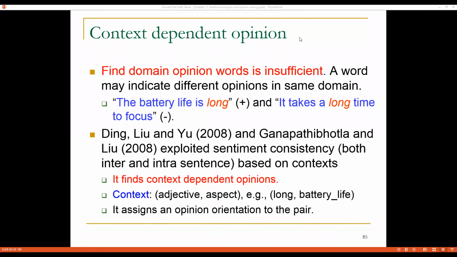Opinion orientation is sometimes context dependent. Just finding the opinion words in a domain is insufficient. A word may indicate different opinions in the same domain. For example, the battery life is long is a positive statement, and it takes a long time to focus is a negative one. Sentiment consistency, both inter- and intra-sentence, can be exploited based on context, and it assigns an opinion orientation to the pair.